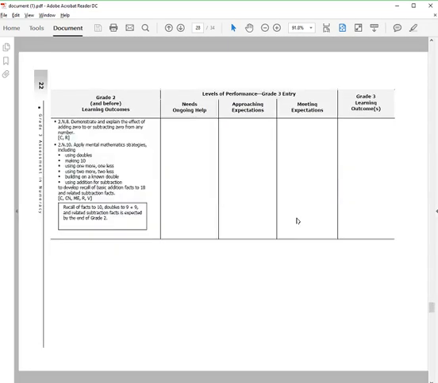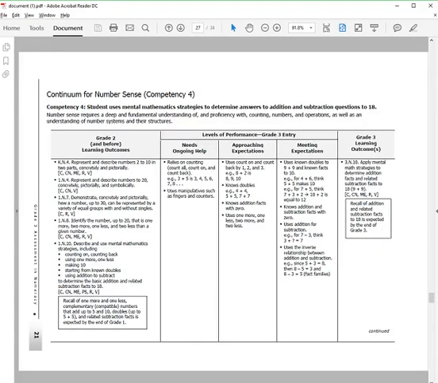The fourth and last competency for grade 3 has to do with using mental mathematics to determine answers to addition and subtraction questions to 18. It's looking for quick recall and using fact families. By the end of grade 2, students should be using multiple thinking strategies for those mathematics facts, whether it's doubles, doubles plus one, or building on making a 10. You don't need that quick recall in grade 3, but you do need to know those mental math strategies to get there rather than counting by one.